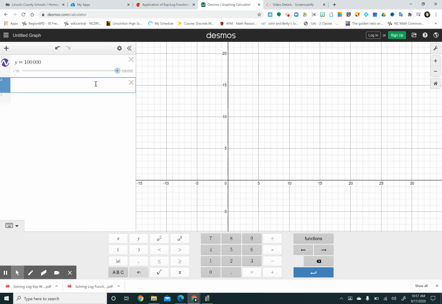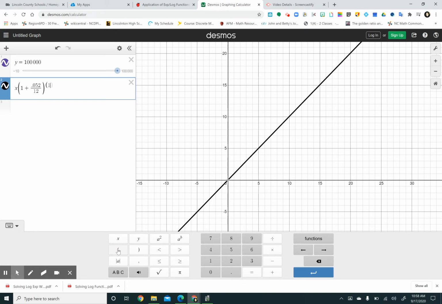And our equation is, we don't know what X is, right? That's our P. And it's 1 plus 0.052 divided by 12. Then we're going to raise that, don't forget your parentheses, to the 12 times 12.